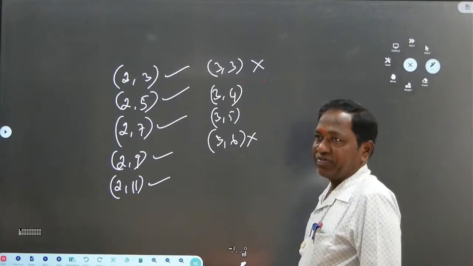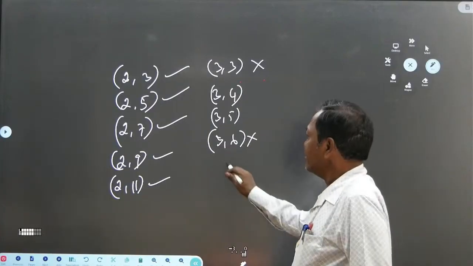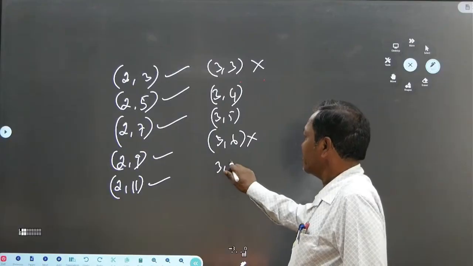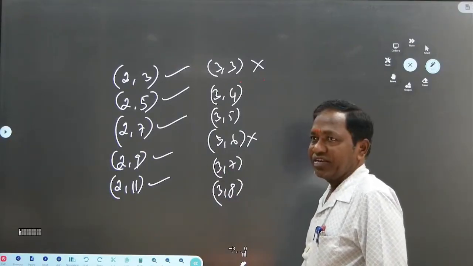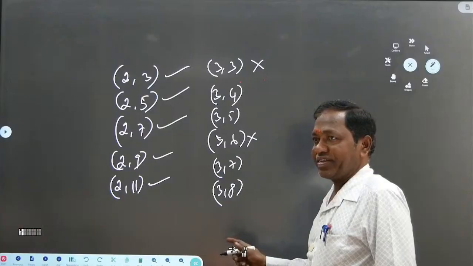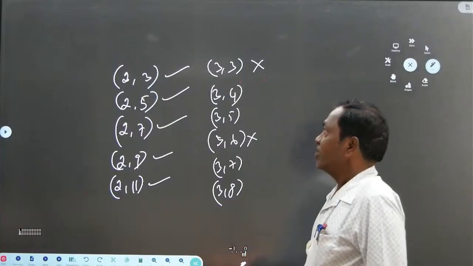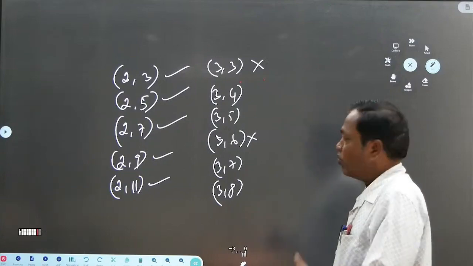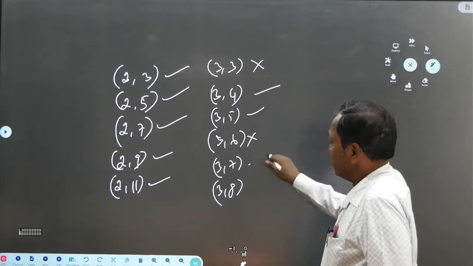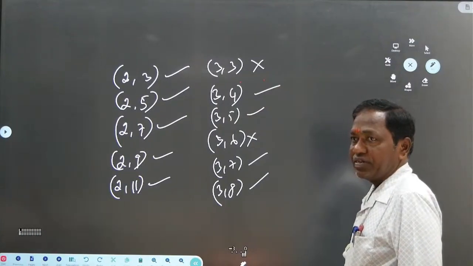It's a multiple. 3, 7, yes, you can take like that. 3, 8 can be taken. One even number, one odd number can be taken. So like that. But see that, like that you can take. These are the co-prime numbers.